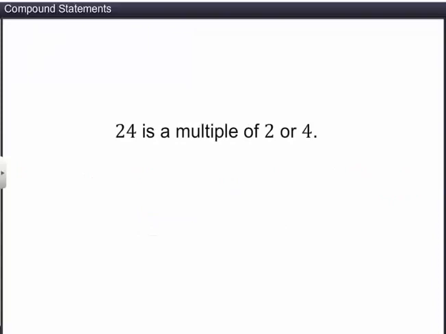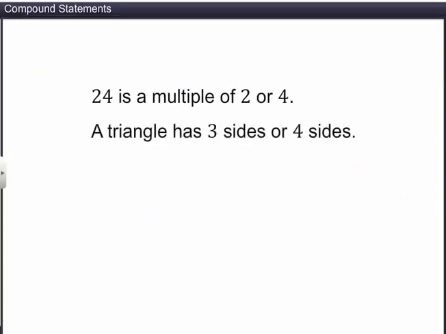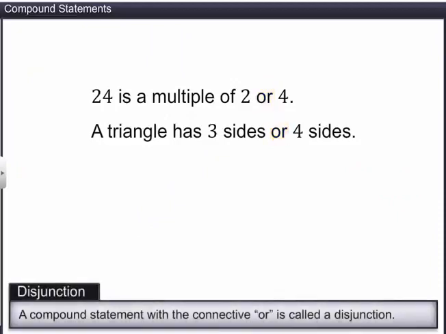Let's look at the given compound statements. In both the sentences, the connective word used is or. A compound statement with a connective or is called a disjunction. Let's determine the truth values of the given statements.